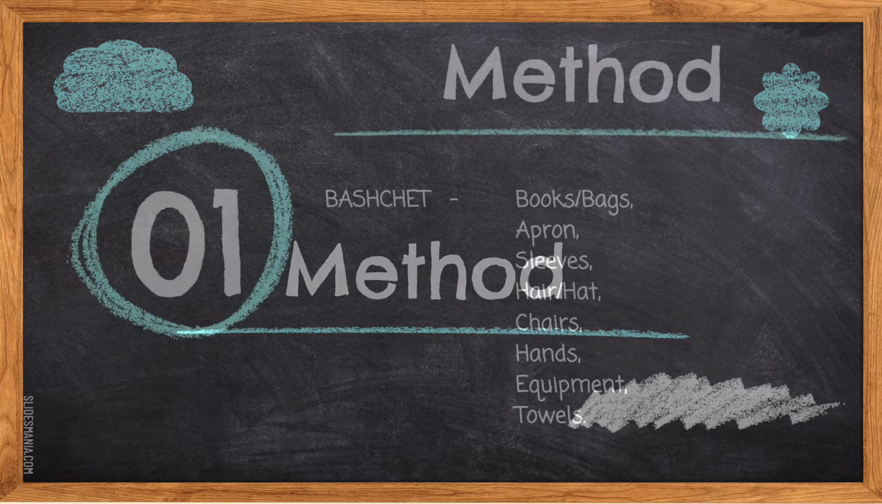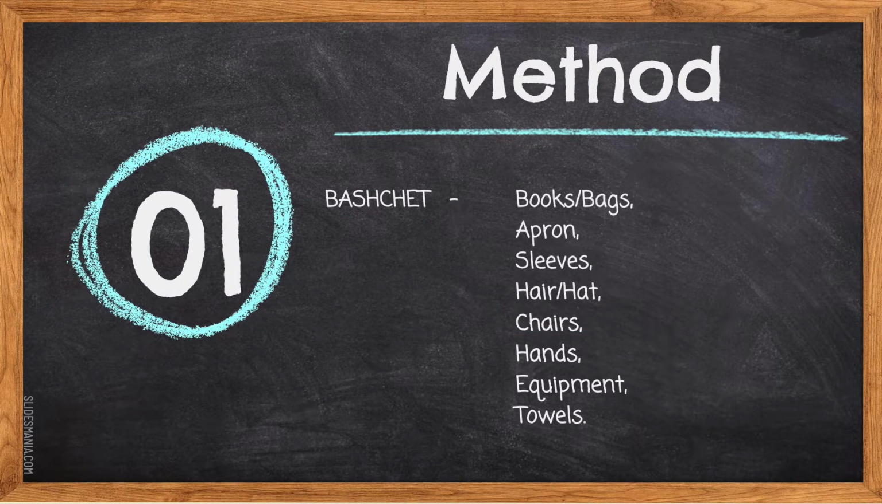Method. Bachette stands for the beginning steps that you need to do at the start of your lab. B stands for books and bags. They should be away either at the back of the classroom or under your table. A stands for apron, which you need to put on to help protect your clothing. S stands for sleeves. You need to roll them up past your elbows. H stands for long hair that touches the shoulders that needs to be tied back, or hats that need to be removed. C stands for chairs that should be tucked under your table and out of your way.